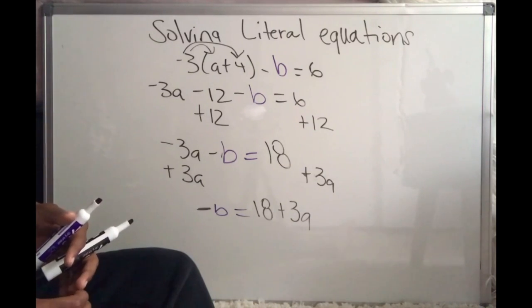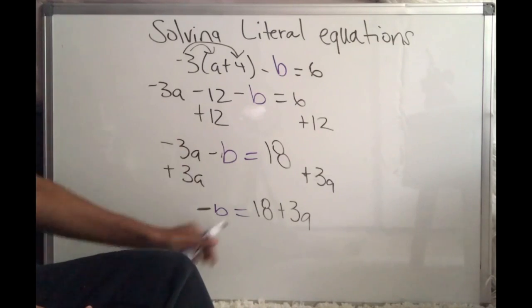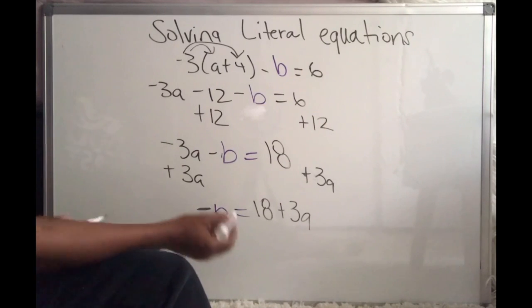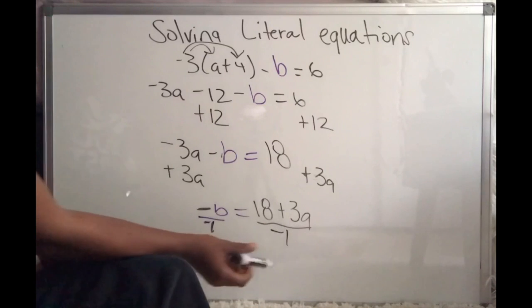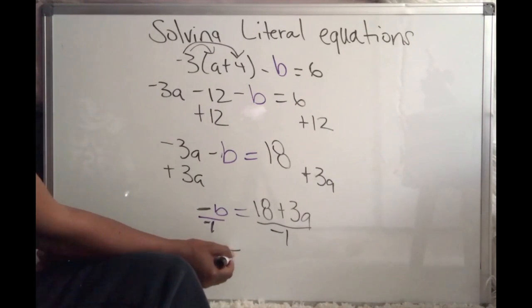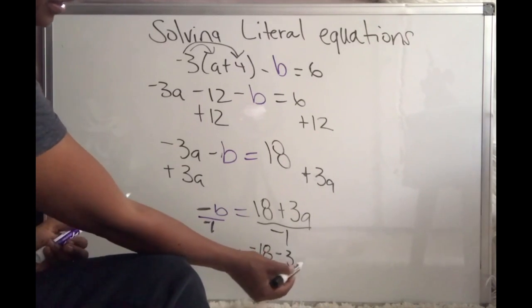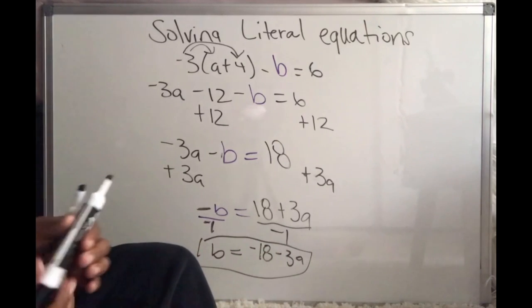Remember, we need a b, not negative b. So I'm going to divide by negative 1 on both sides. And I'm left with b equals negative 18 minus 3a. And that is the answer.